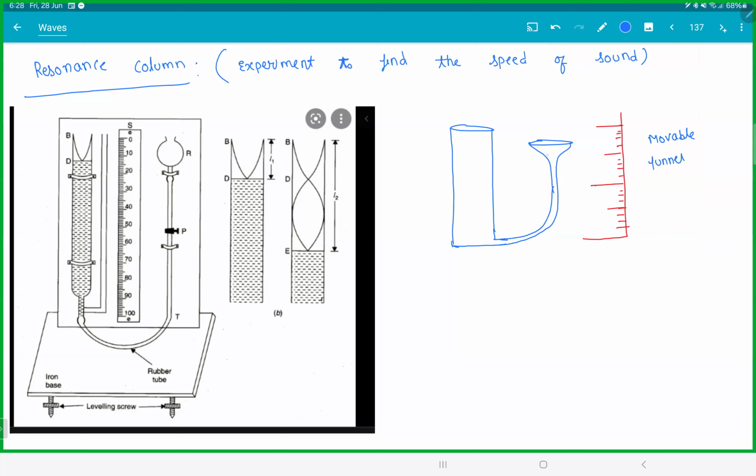Getting it? The catch here is, if I keep the water in the funnel till here, we know from fluid mechanics that the water level is also the same here, isn't it? Now you can't look into the pipe and see the water level. We need something to find the water level inside. So the funnel level will tell you the water level inside. By moving the funnel, we can change the water level, which can be adjusted to change the length of the water column inside.